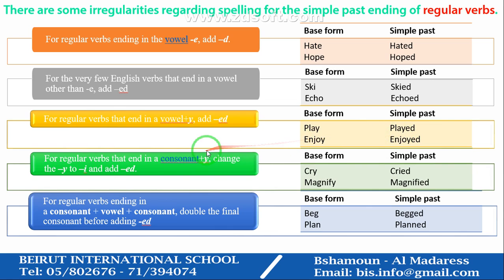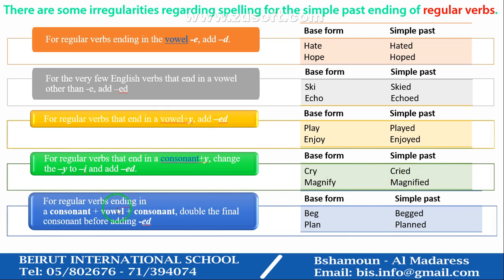add ed. And for regular verbs that end in a consonant plus y, we change the y to I and add ed. So when we have a y at the end and before it you have a consonant, you change y to I and then you add ed, like cry and magnify. We change the y into I in both of them and then we add ed.